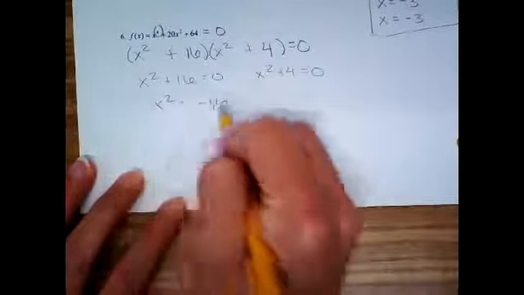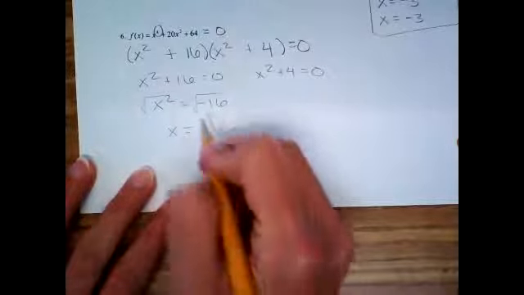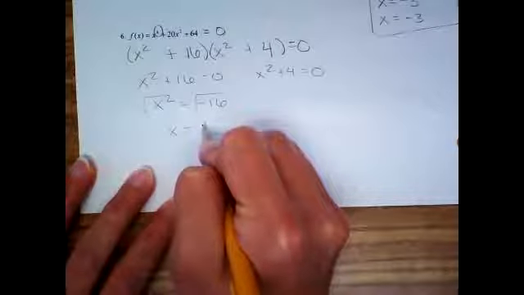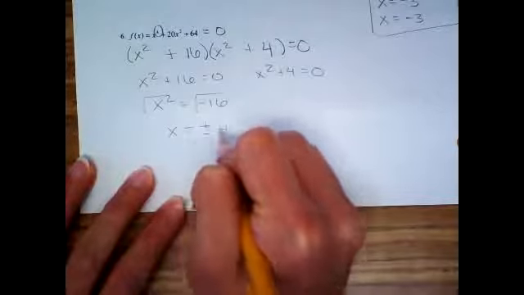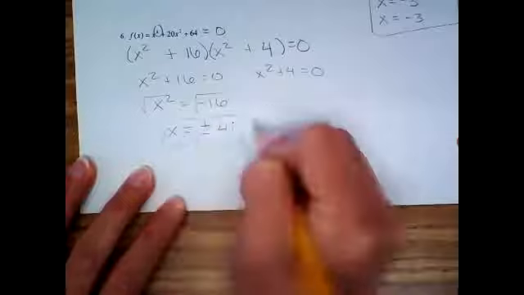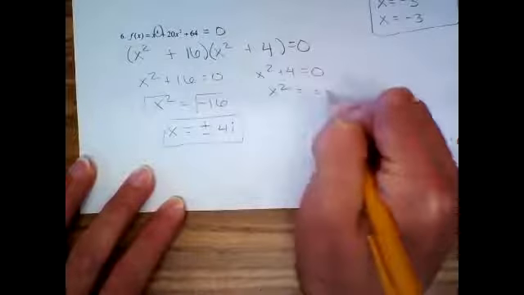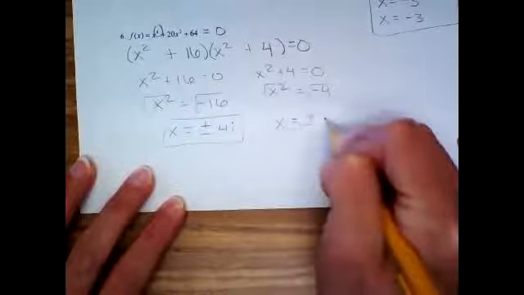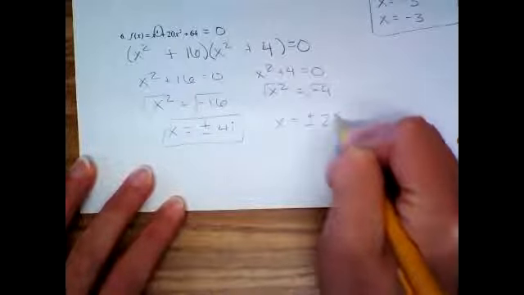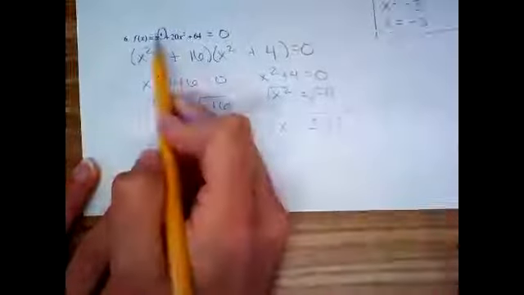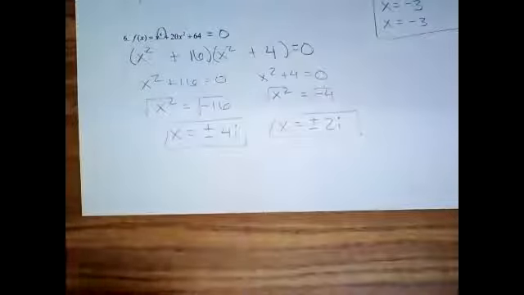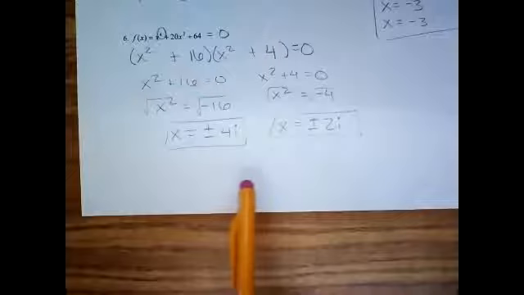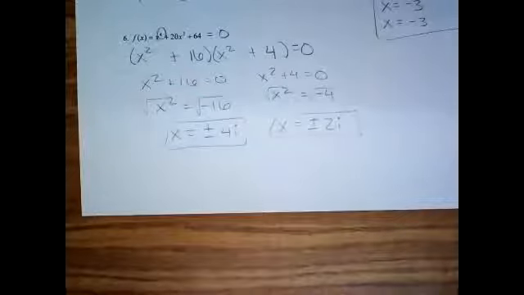What's your square root of -16? What goes in front of the 4i though? Good, plus and minus 4i. And then this one, you would subtract the 4. What is your square root of -4? Plus and minus 2i. Did we get a total of 4 answers? Yes, you got 4i, you got -4i, you got 2i, and you got -2i.